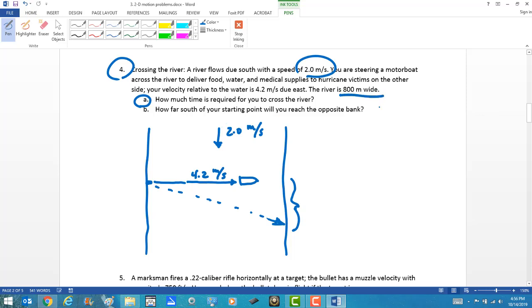You're given the width of the river, 800 meters. You know you're going 4.2 meters per second due east, and it's asking for time. So you have time, velocity, and distance. So that equation looks like this. We could substitute d in for delta x. So how do you arrange this equation to solve for t? Simple algebra. You would multiply both sides of the equation by t, and you would divide both sides of the equation by v to give you this. And then substitute d in there. We're given that in the problem as 800 meters. Substitute the velocity in there. We're given that as 4.2 meters per second.